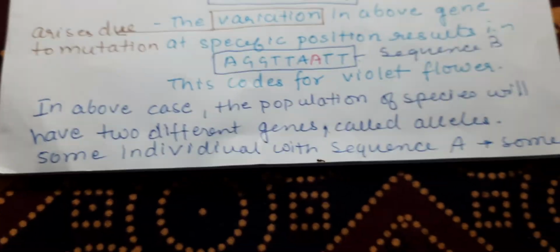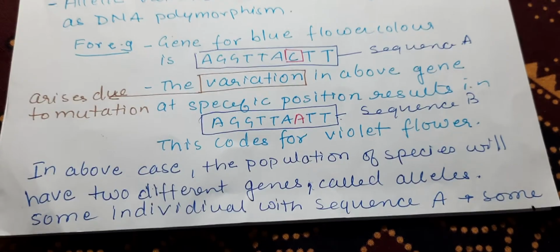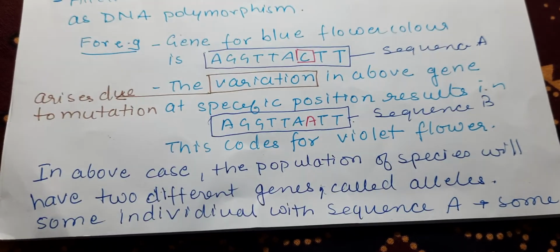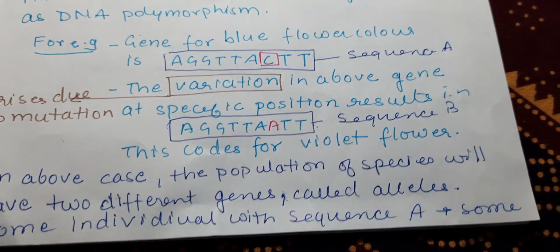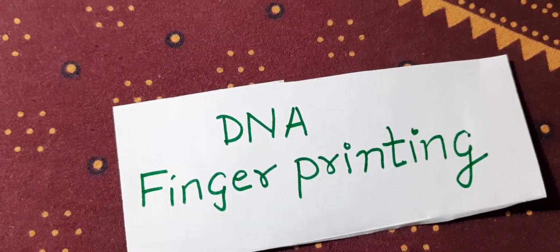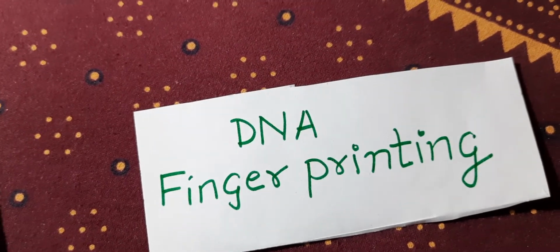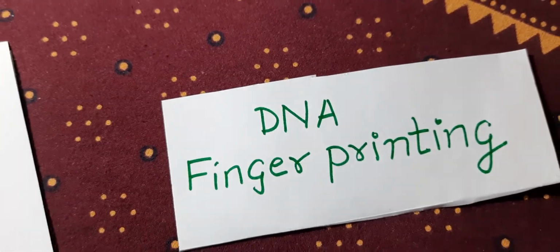Now, in the above case, the population of a species will have two different genes called alleles, some individuals with sequence A and some individuals with sequence B. So, blue and violet both flower colors are visible.